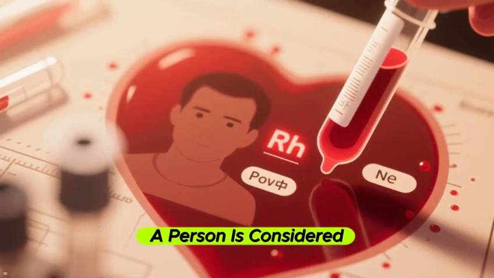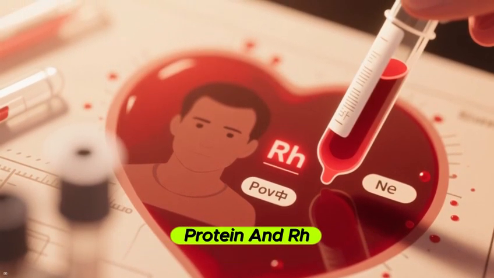Let's move on to the Rh factor. The Rh factor is a protein on the surface of red blood cells. A person is considered Rh positive if they have the protein and Rh negative if they don't.